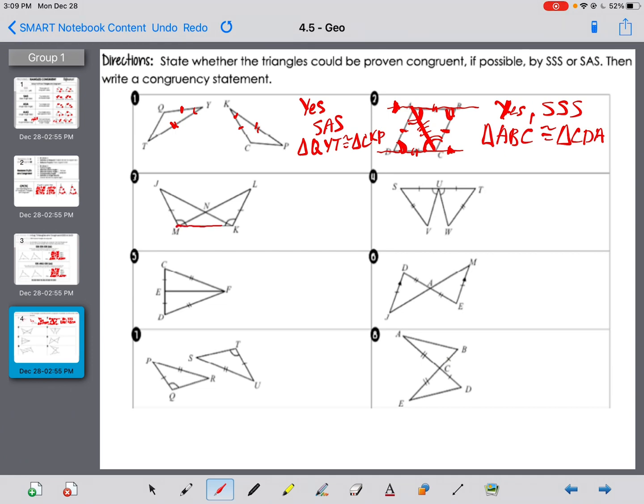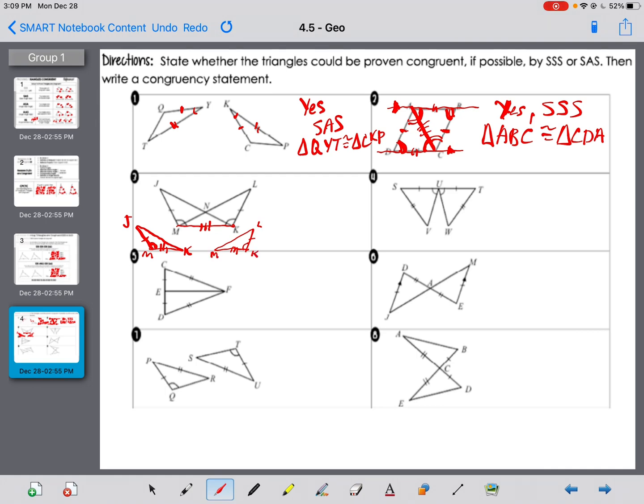Number 3. Okay, this one gets a little weird because MK is its own little piece. It's the same in both. So can we prove these 2 triangles are the same? So here's what I'm going to do. I'm going to draw a picture of it. I'm going to do J to K. This is M. That's K. That's J. We know this. And we know that. So maybe we have a SAS. So let's look at this triangle. We know this. It was reflexive. And that's L.